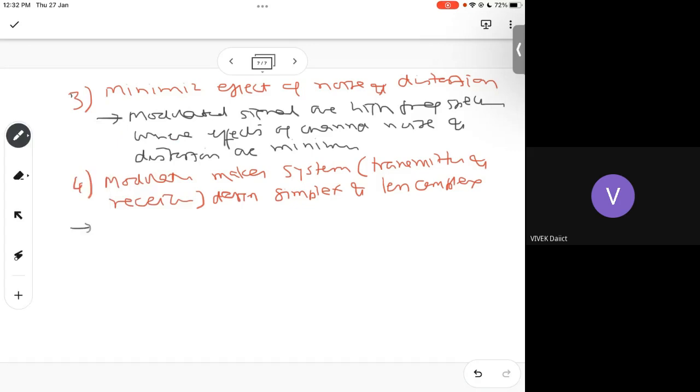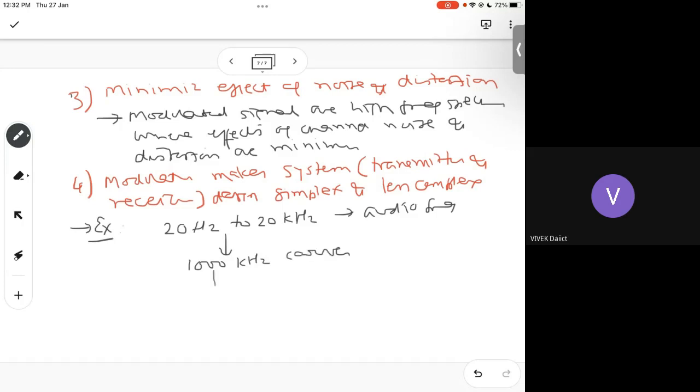So I take an example. Suppose I have a signal from 20 hertz to 20 kilohertz. Okay, this is your audio frequency range. This we have discussed. Now, let's say I transmit over a 1,000 kilohertz carrier.